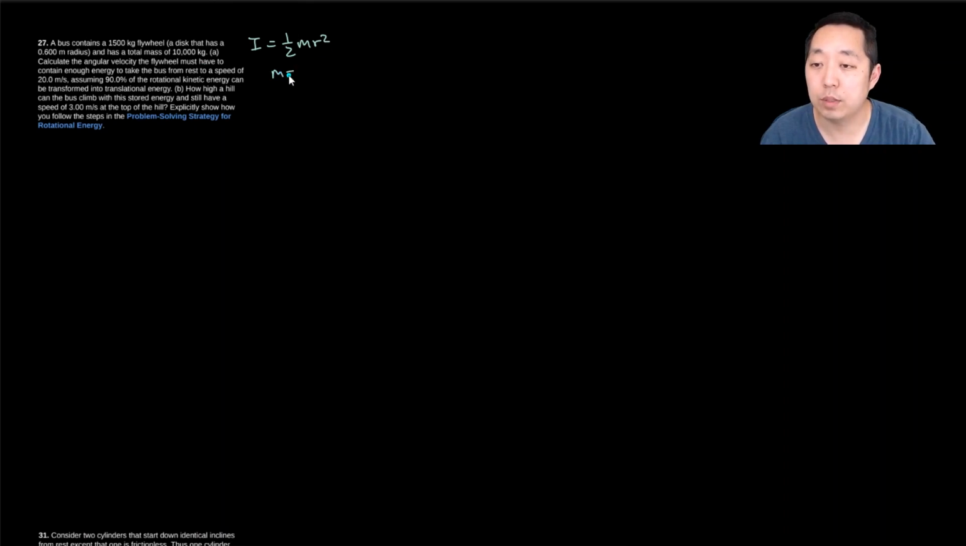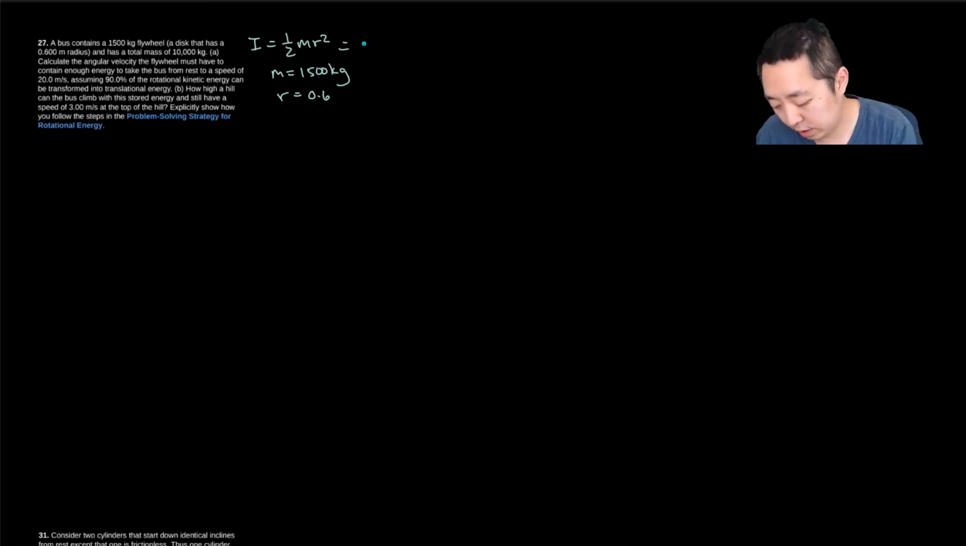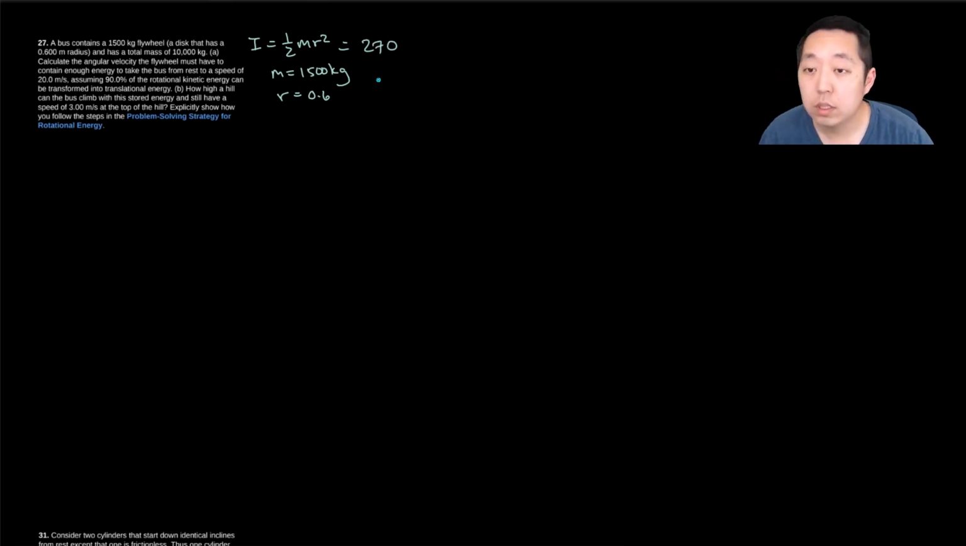The m is equal to the flywheel. The mass of the wheel is 1,500 kilograms, and the r of the wheel is 0.6. So to calculate this I, just to give you a number up front, 1,500 times 0.6 squared, I get 270 kilograms meter squared. So that's the I.